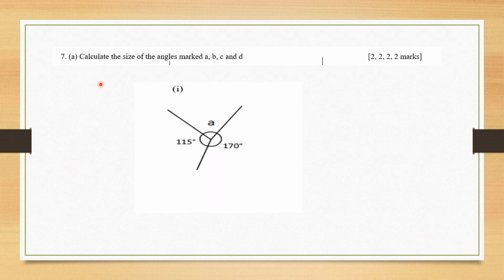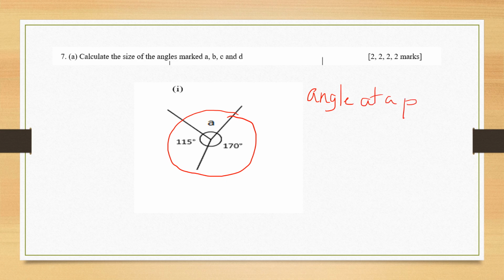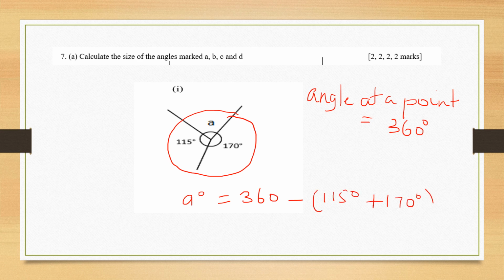Calculate, number 7, the size of the angle marked A. So this is 360 degrees. Angle at a point equals 360 degrees. So A degrees would equal 360 subtract 115 plus 170, which is 360 minus 285. So the answer is going to be 75 degrees.